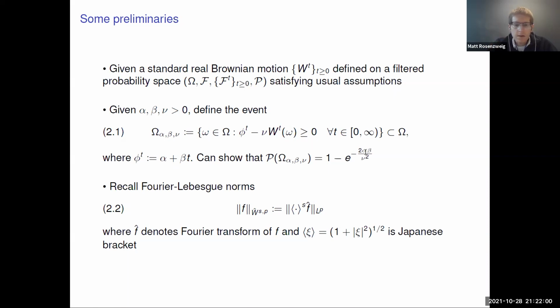So the other thing that I want you to recall, and this will be important to the function spaces that we use, are these Fourier-Lebesgue spaces. So I'm going to denote them by Ŵ^{s,p}. And so what is that? Well, I just take the Fourier transform of f. I multiply it by this factor here, a Japanese bracket ⟨ξ⟩ raised to the power of s. And then I take the L^p norm of that, all in Fourier space. Okay. So as you may be guessing, if I'm using Fourier-Lebesgue spaces in this talk, I will be working extensively directly in Fourier space.